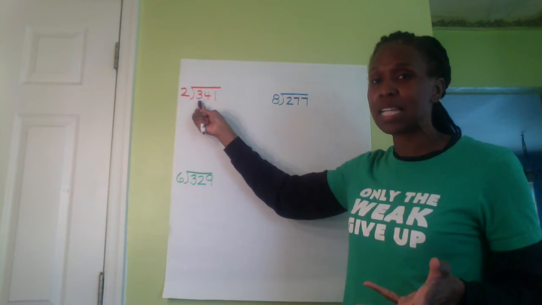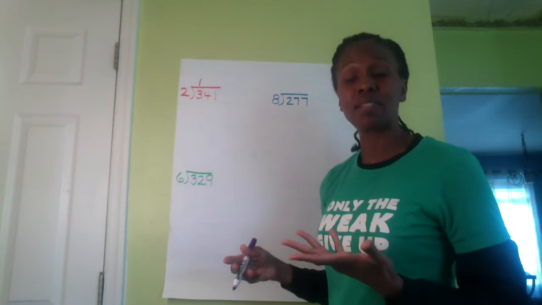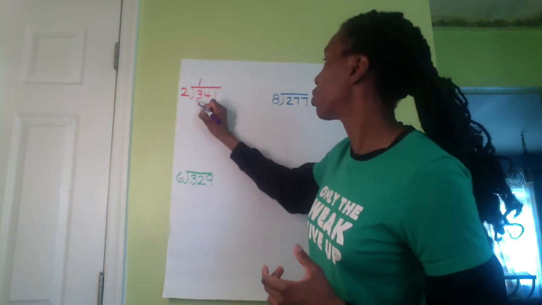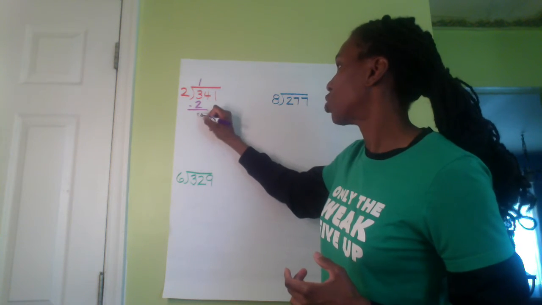Sure I can. I can take 1. So I write the 1 above the 3 because that's the number I'm dividing into. After you divide, you multiply. 1 times 2 is 2. You subtract afterwards. 3 minus 2 is 1.